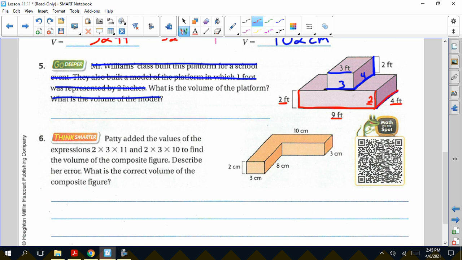Go ahead and press pause and find the volume of each of those figures, and then go ahead and add it together to find the total volume. All right. Now that we've calculated this, 9 times 4 times 2 is 72. 3 times 4 times 2, we're not really using this 3 here. 3 times 4 times 2 gives us 24. So total, we should have 96 cubic feet.